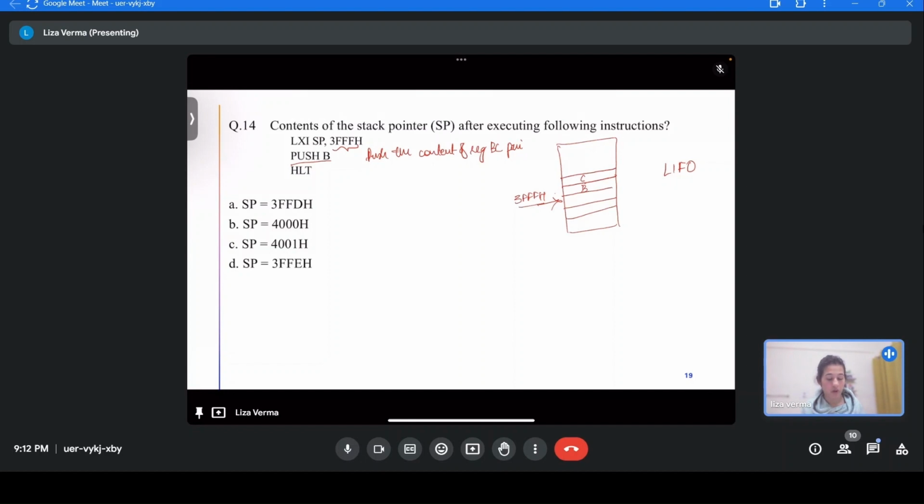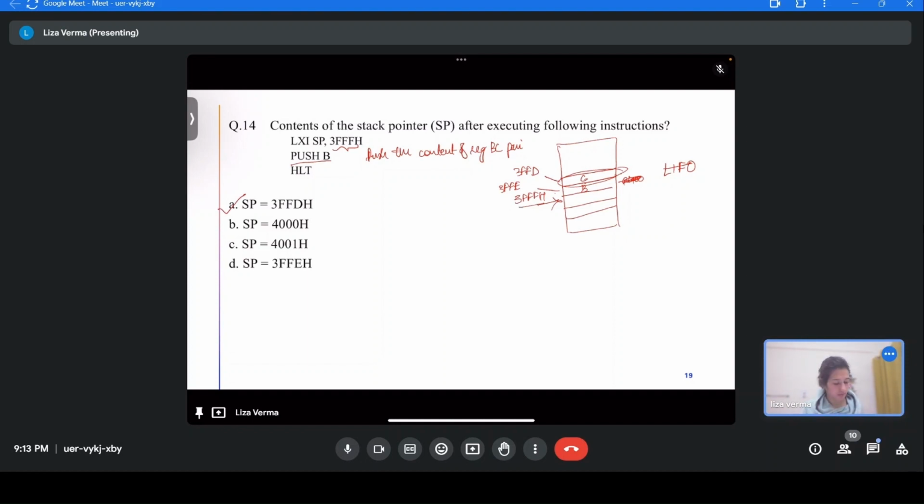The stack pointer will point to the top of the stack now. The stack pointer is decremented by 1, so this will be 3FFE, and this will contain B. Then 3FFD. Since this is the top of stack, the stack pointer will point to this address. A is the correct answer. I hope it's clear to everyone.